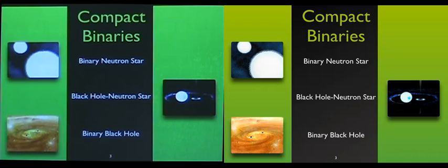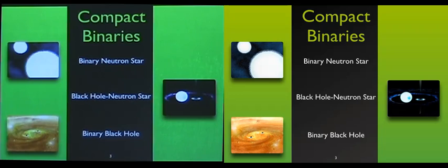So the kinds of compact binary systems we're going to be looking for are binary neutron star systems composed of two neutron stars, neutron star black hole systems where you have a neutron star and a black hole orbiting together, and finally binary black hole systems where we have two black holes orbiting around one another. Specifically, we're going to look at what we call stellar mass black holes, which are about 5 to 10 times the mass of our sun.